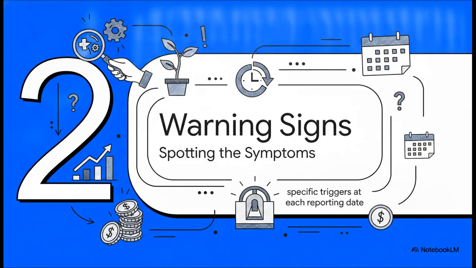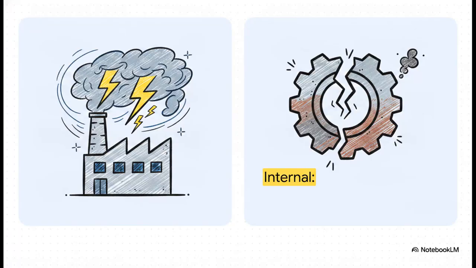Moving on to Section 2, identifying the warning signs. How do we actually spot the symptoms of asset sickness? We aren't just blindly testing assets every single day, right? We look for specific triggers. Look inside your own company right now. Has a machine been physically damaged? Or maybe look outside. Is the broader market shifting against your division?